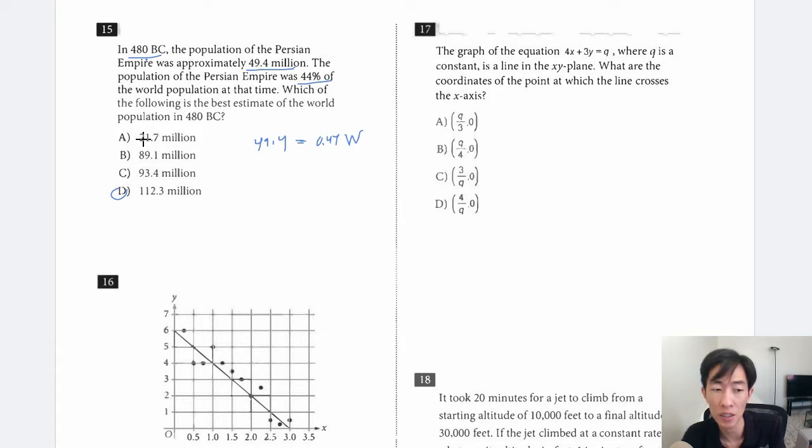So automatically that'll eliminate 21, 89, and 93. So if you didn't want to actually do the math, you could have just thought about it kind of logically. And in that case, you would have gotten lucky because choice D is the only one that's above 100.